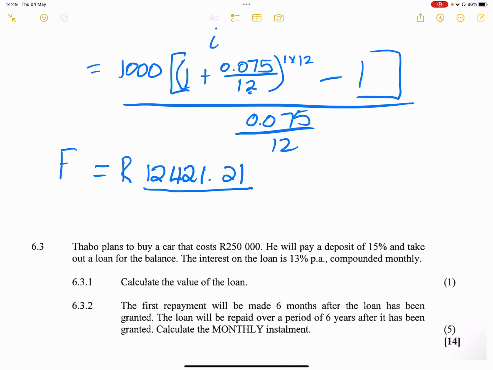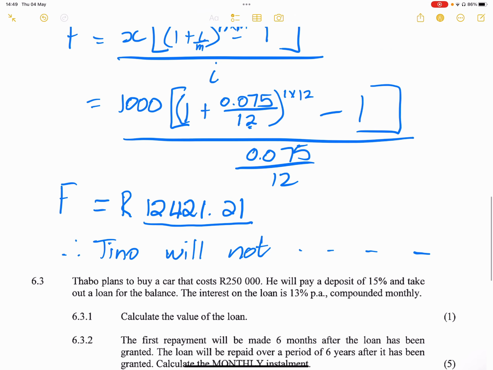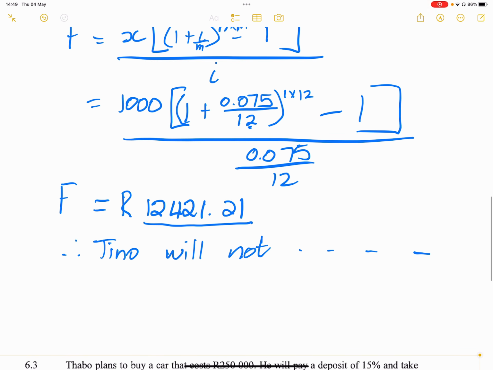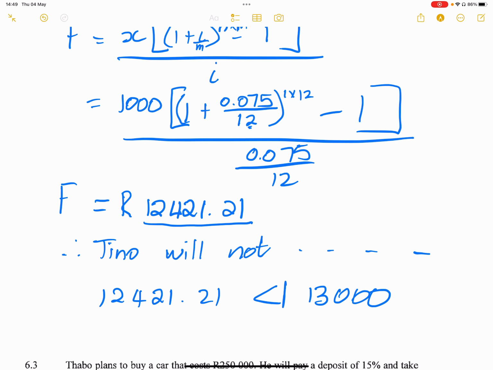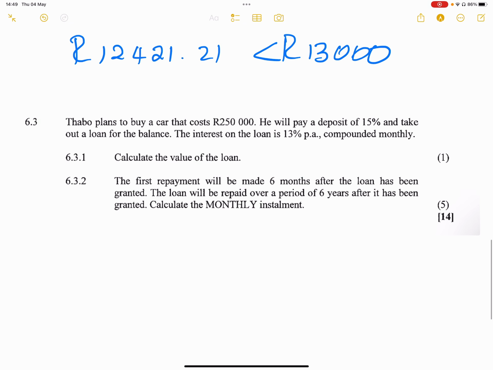So in this case, we can say, therefore, Tino will not be able to purchase. You can finish that off. Why? Because in this case, definitely the amount will be insufficient. The amount that he gets, 12,421 and 21 cents, is definitely less than 13,000, which is what we require to buy the computer.